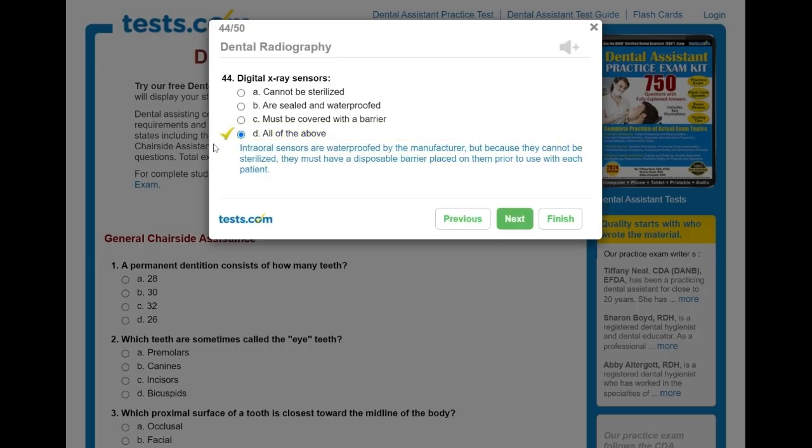D. All of the above. Intraoral sensors are waterproofed by the manufacturer, but because they cannot be sterilized, they must have a disposable barrier placed on them prior to use with each patient.